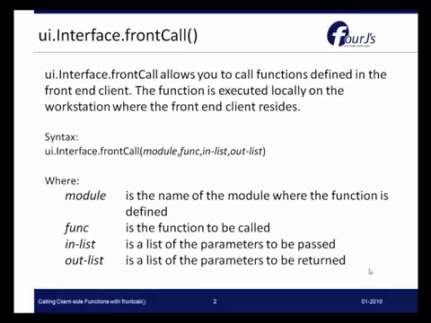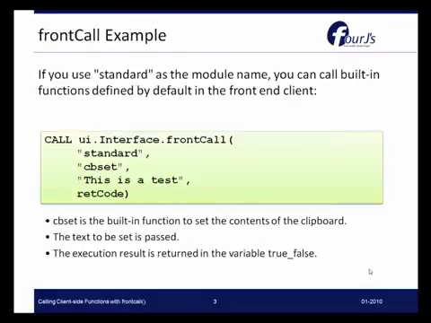The syntax is to call ui.Interface.frontCall passing the module name, the function name, the parameter in list, and the parameters to be returned. Standard is a module that includes some predefined functions that you can use. For example, you could call ui.Interface.frontCall passing the standard module, the cbset function, which is the clipboard setting, passing to the clipboard "this is a test", and then a return code which will return true or false depending on the success of passing that information to the clipboard.